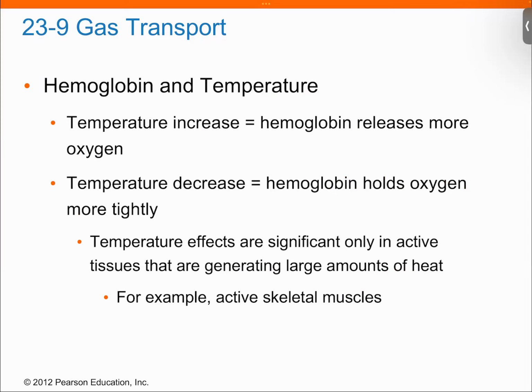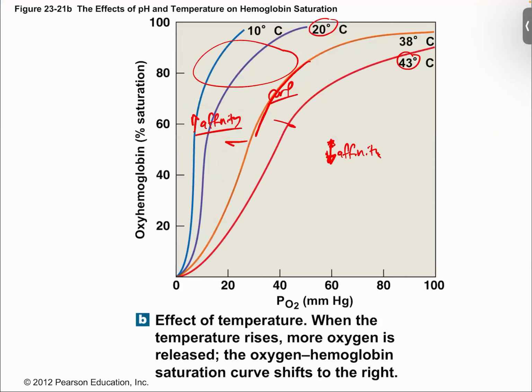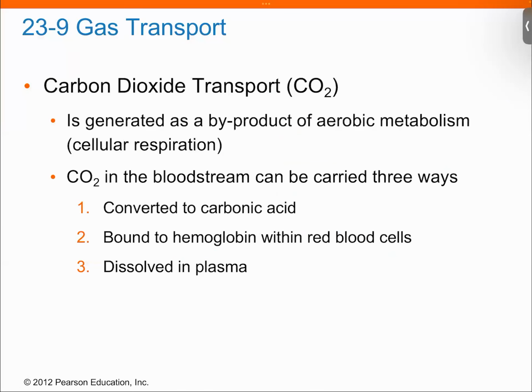So temperature increases, basically hemoglobin releases more oxygen. With a decrease, it holds on to the oxygen. And then this allows you to change your affinity for your hemoglobin based on what's going on in your external environment. So the carbon dioxide transport, then, that was oxygen transport for the most part, right? So now we're going to look at carbon dioxide transport, because we did say that hemoglobin can do this one as well. And it can.